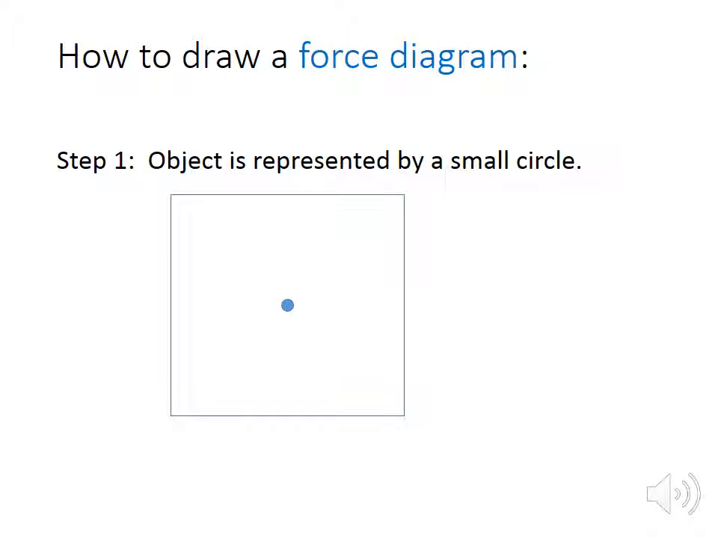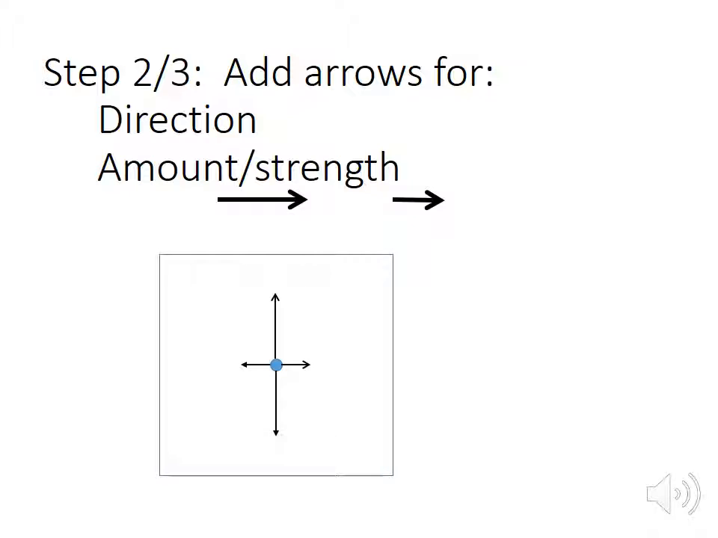All right, let's go through how to draw a force diagram with this example. At this point you just have to listen, because we're going to draw some examples in our journal in just a minute. So step 1, the object is represented by a small circle. Let's say that we're looking at a dog that's sitting on the ground, and the dog is being pulled by a leash to the side. So we're going to represent that dog with a small circle. Then we're going to add arrows. That's steps 2 and 3, and the arrows represent the strength of the force that's acting on the dog, as well as the amount of force that's acting on the dog.